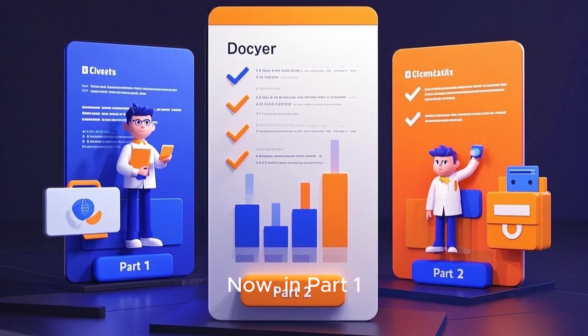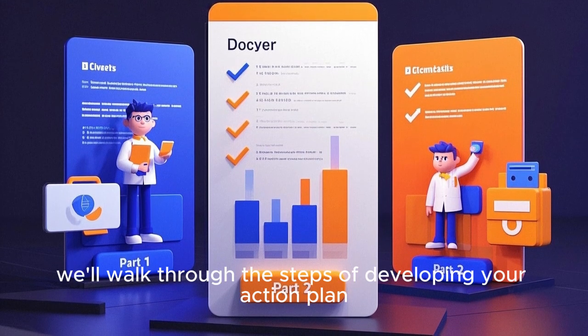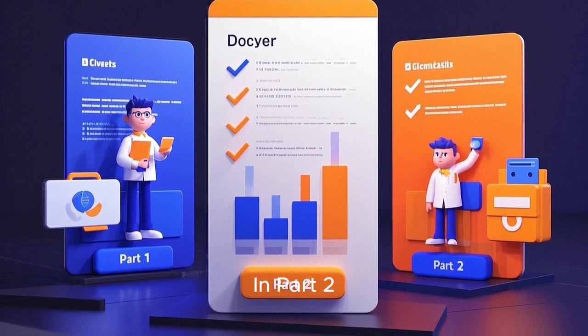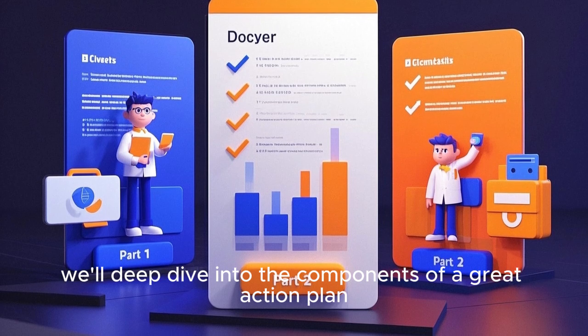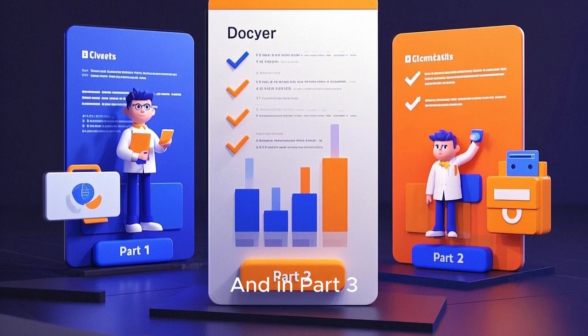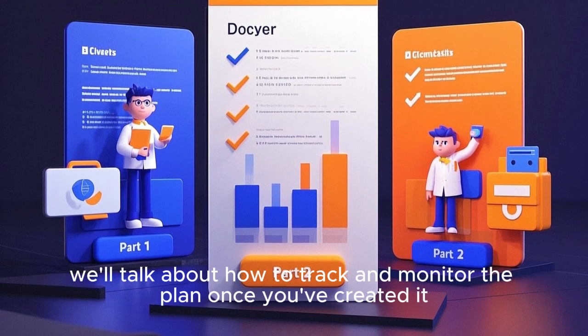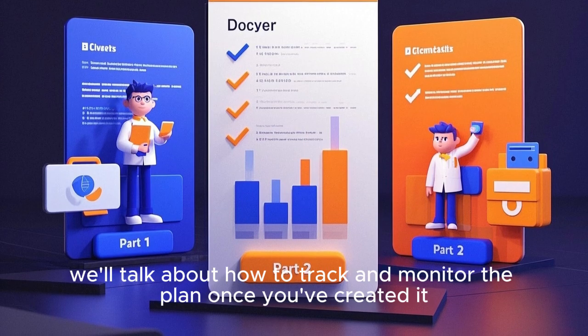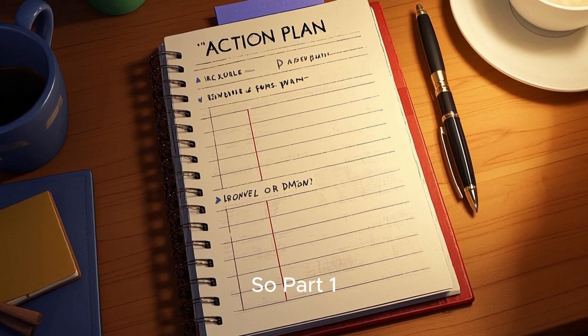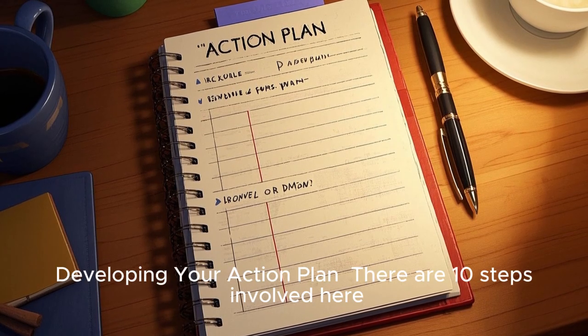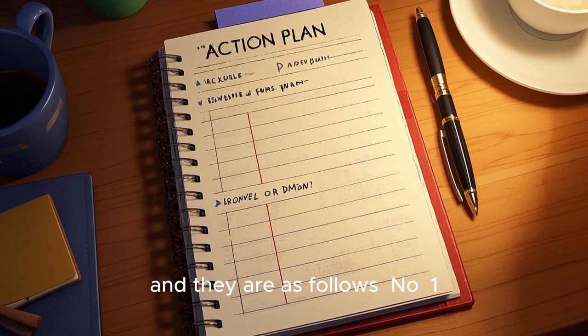Now in part 1, we'll walk through the steps of developing your action plan. In part 2, we'll deep dive into the components of a great action plan. And in part 3, we'll talk about how to track and monitor the plan once you've created it. So, part 1, developing your action plan. There are 10 steps involved here, and they are as follows.